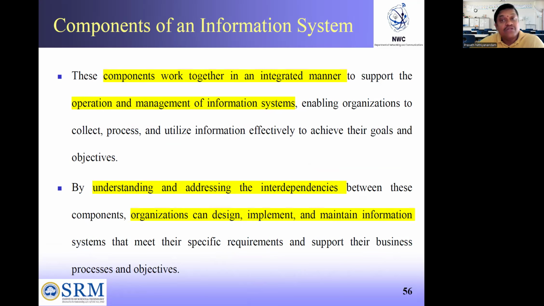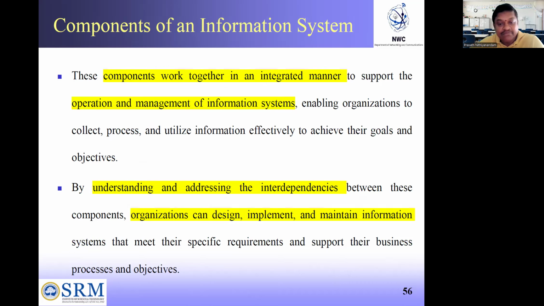And integrating all these components. So, all these components, like people, process, technology, data, and feedback, work together in an integrated manner to support the operation and management of an information system. So by understanding and addressing the interdependencies between these components, organizations can design, implement, and maintain information systems that meet specific requirements and support their business objectives.